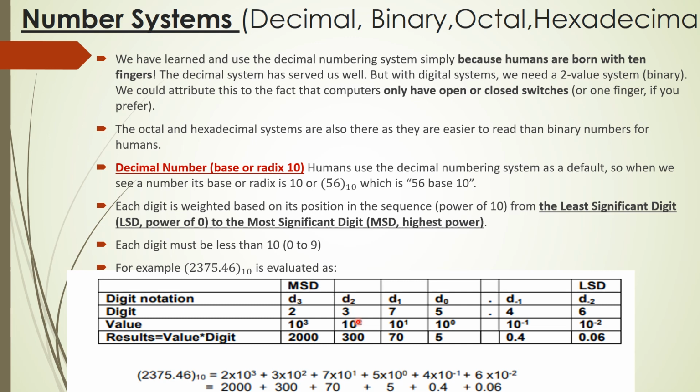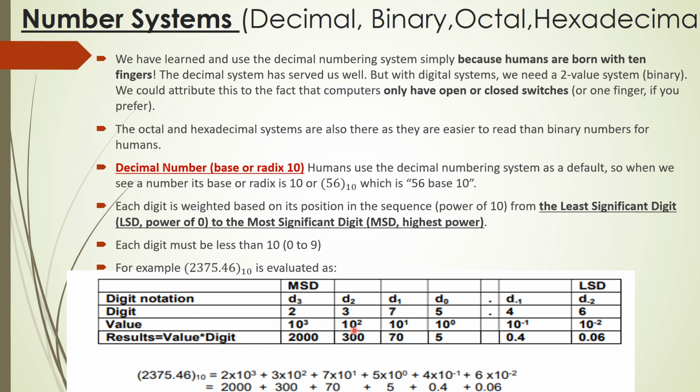In D2 there is 10 raised to power 2. In D1 there is 10 raised to power 1. In D0 there is 10 raised to power 0. Similarly, after the decimal there is D minus 1, meaning 10 raised to power minus 1, which is 1 by 10. Similarly, 1 by 100. So after multiplying these values, 2 multiplied by 10 raised to power 3, I get 2000.